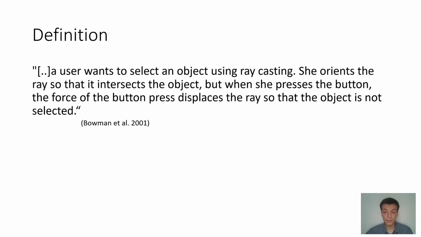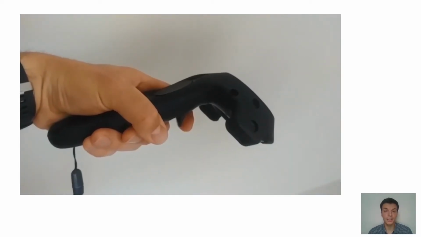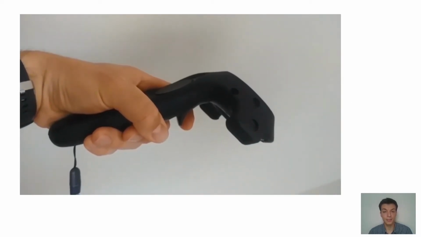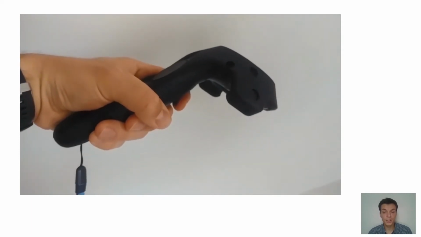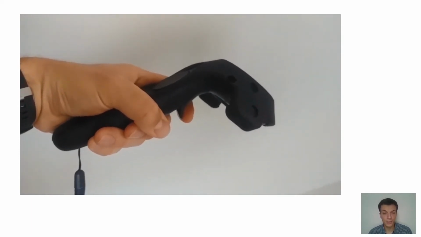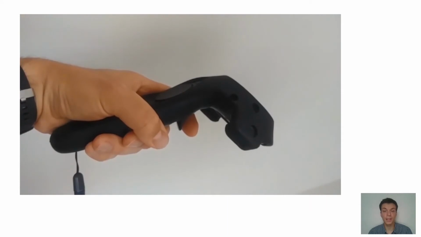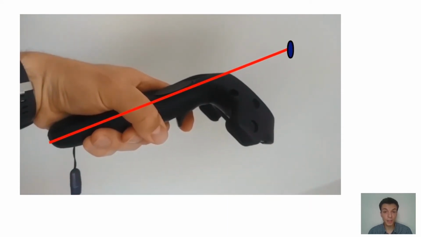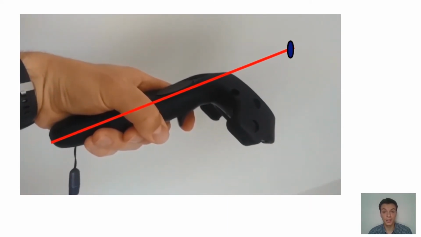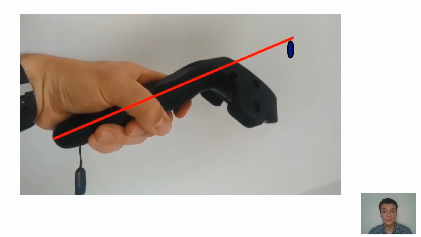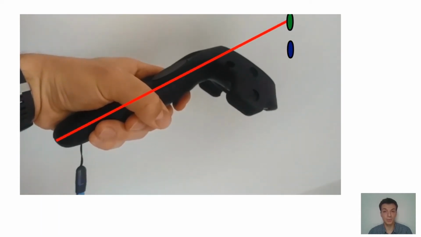To clarify what this means, I have a very exaggerated example of a button press and the following displacement. So using this valve controller, you can see that whenever I press the trigger button, my controller gets displaced upwards. If we now imagine that I'm pointing at a target that I'm trying to select and I do the trigger press again, my selection ray gets displaced and I end up outside of my target or selecting something totally different.